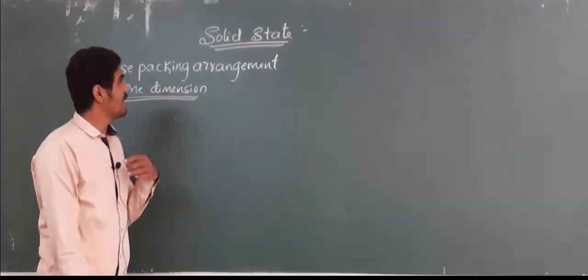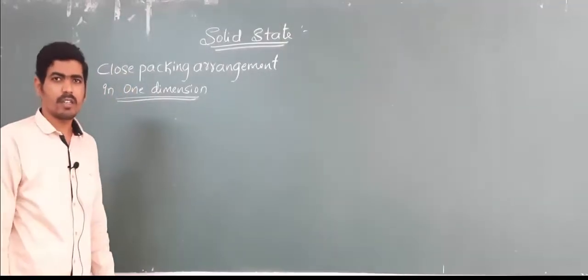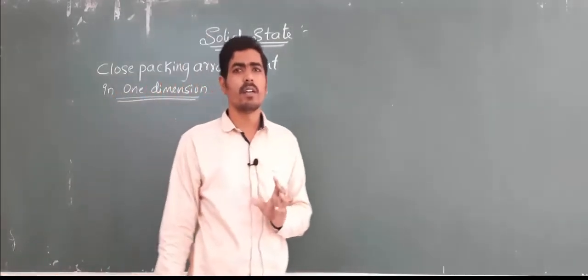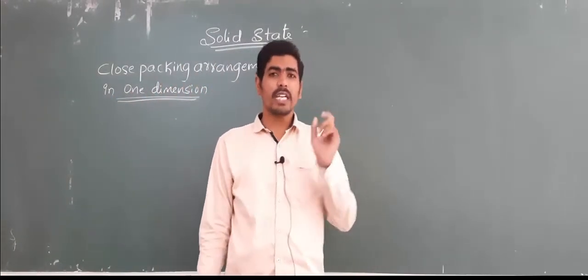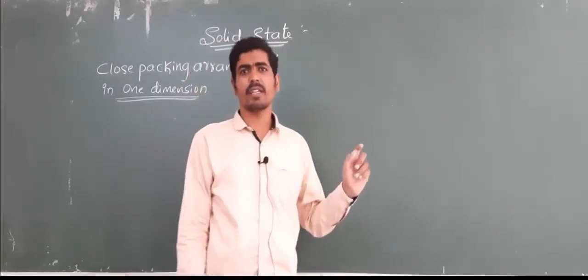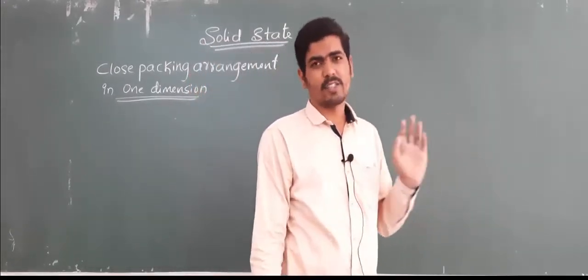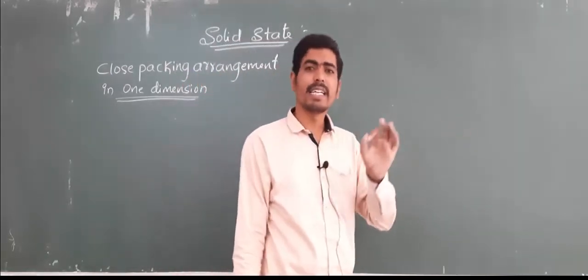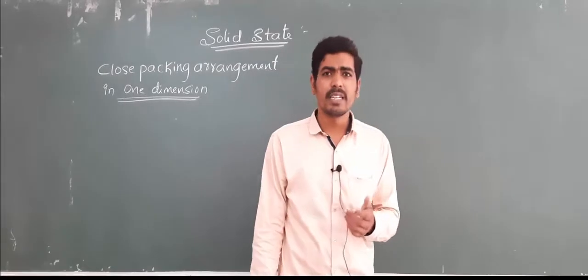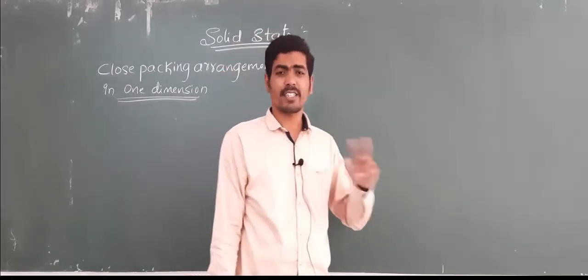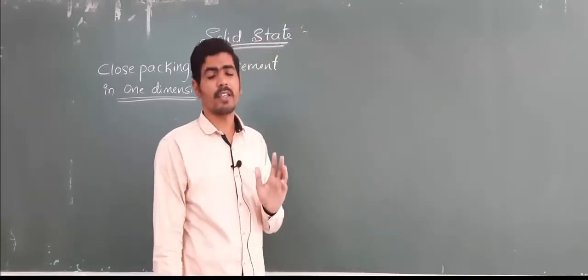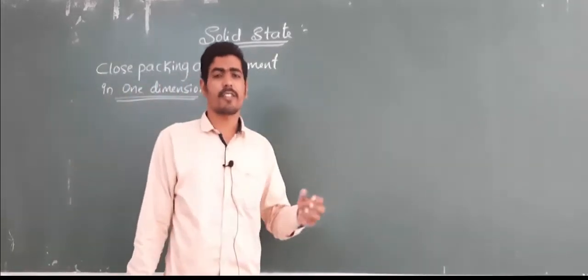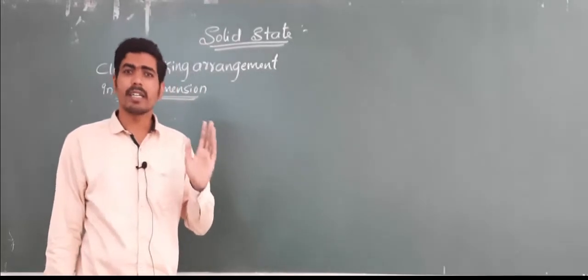In close packing arrangement of 1 dimension, first you should know the meaning of the term dimension. 1 dimension means we can move any object along one axis only, or in only one path. 2 dimension means it can move in 2 directions or 2 different paths. 3 dimension means it can move in 3 different paths or in 3 different directions.